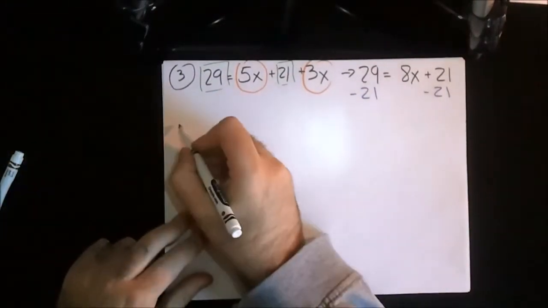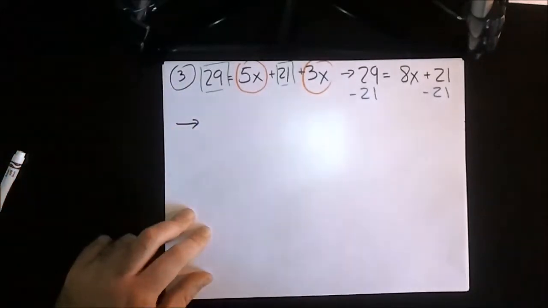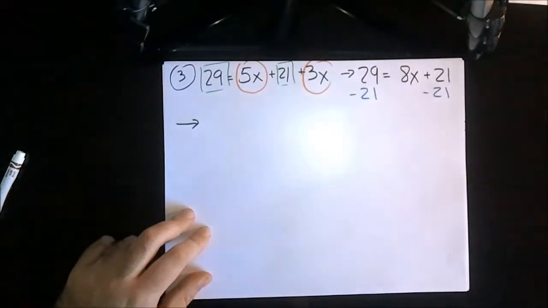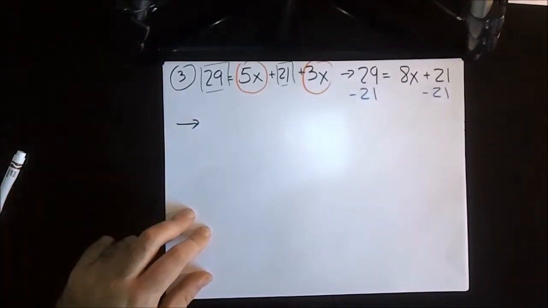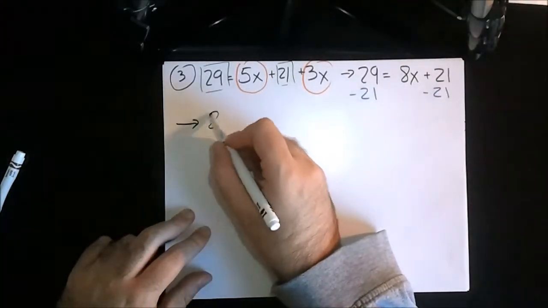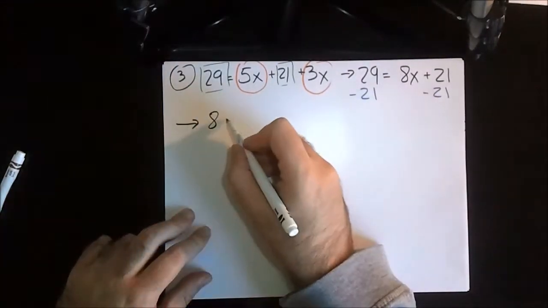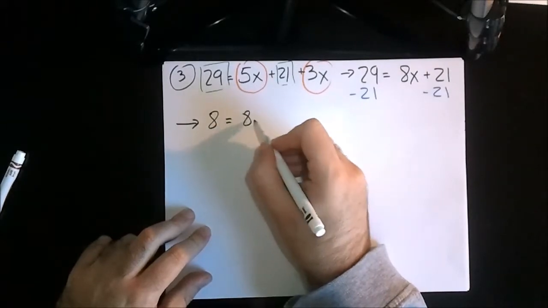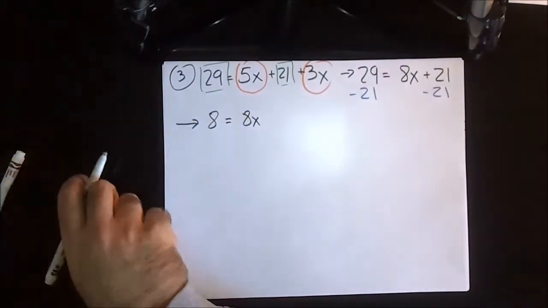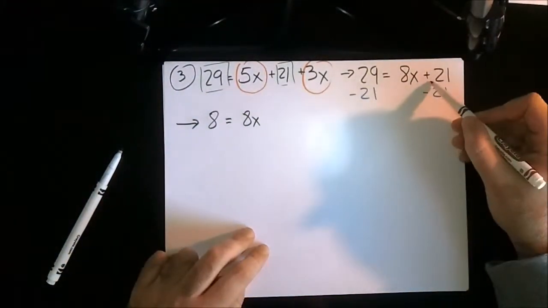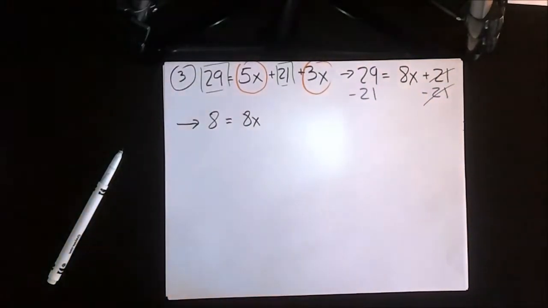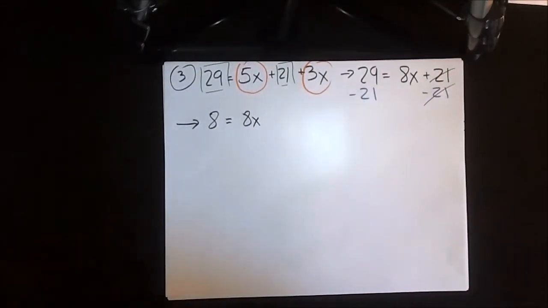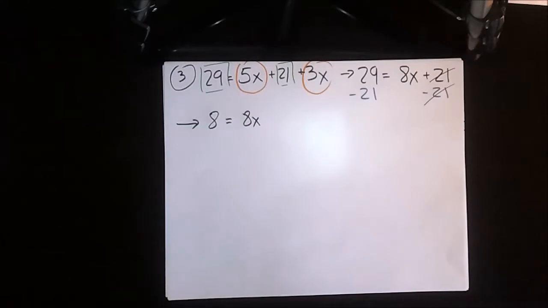I'm going to put an arrow here, continuing on. On the left side, 29 minus 21 is 8. And on the right side, we have 8x, and that's it, because plus 21 minus 21 cancel each other out. All right, terrific. Now one step left, and it's a real easy step.